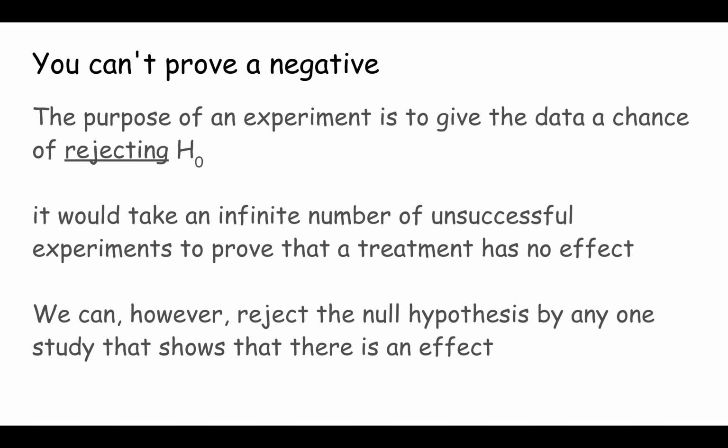Now, you can't prove a negative. So the purpose of the experiment is to give the data a chance to reject that null hypothesis. It would take an infinite number of unsuccessful experiments to prove that some treatment has no effect. But we can reject the null hypothesis if we just get one study that shows that the intervention does have an effect.